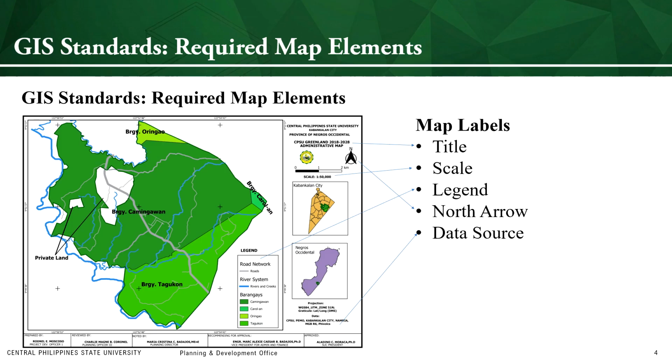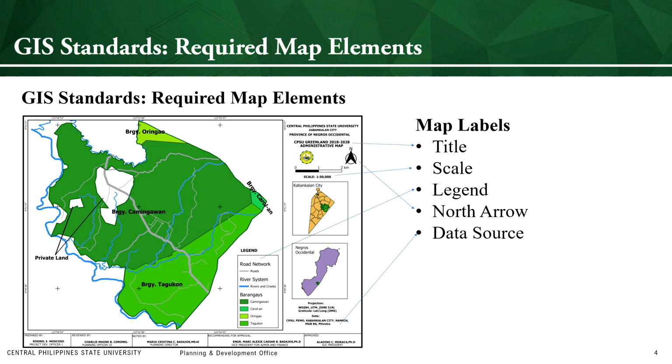Scale and distance indicator. Both a numerical scale and a graphical distance bar must be included so that readers can understand actual distances on the map. Legend. Every symbol, color, and line type on the map must be explained. Roads, river systems, barangay boundaries, all of it must be clearly labeled in the legend. Geographic features. Relevant barangays, political boundaries, and coordinates must be identified on the map.